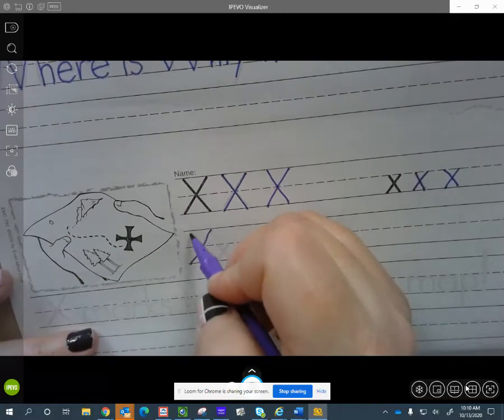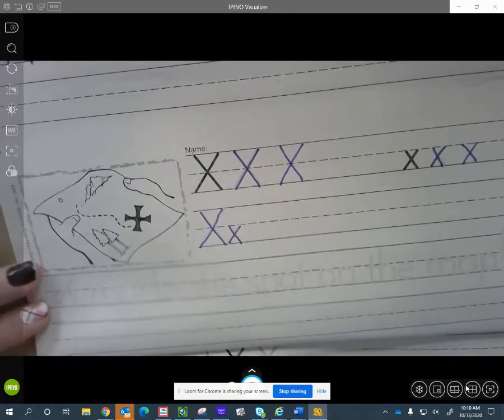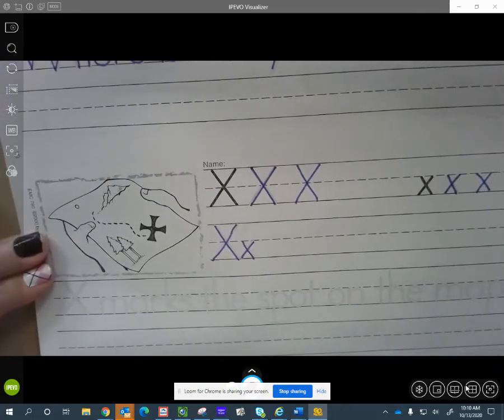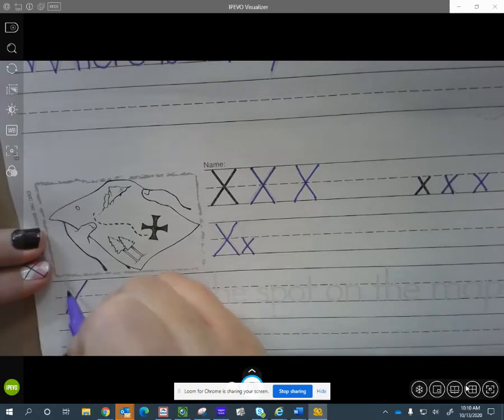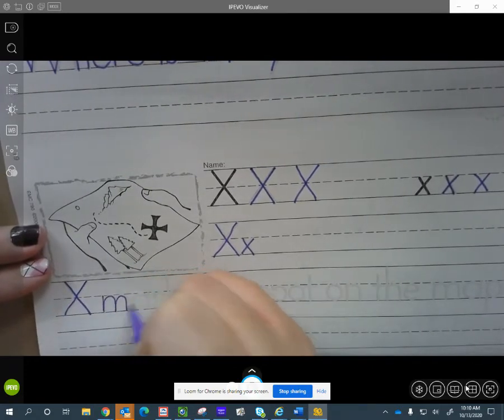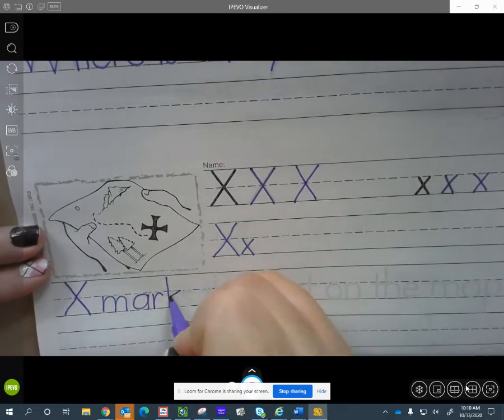So we'll practice our upper and lowercase x on this line. And we have X marks the spot on the map. So we're going to write this. Remember, we start with a capital because it's the beginning of our sentence. Lots of letters in this one.